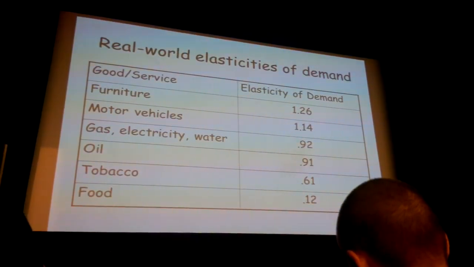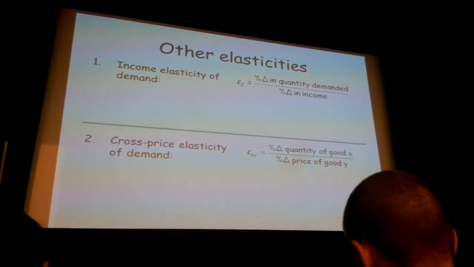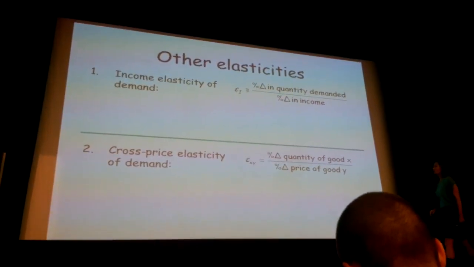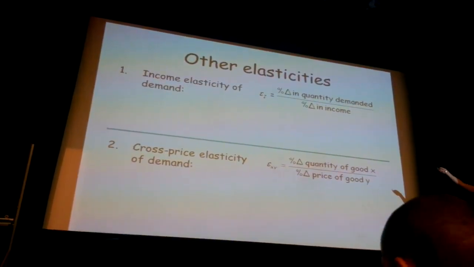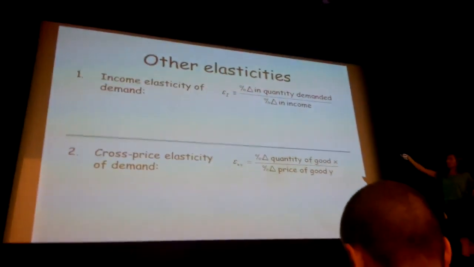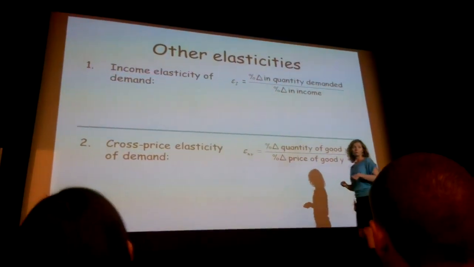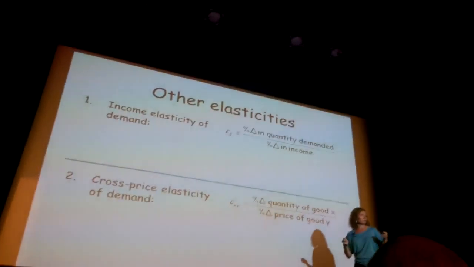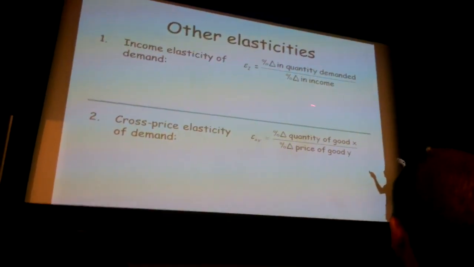Okay, so in addition to the price elasticity of demand, we also sometimes talk about something called the income elasticity of demand. The income elasticity of demand is the percentage change in the quantity demanded divided by the percentage change in income. So for example, if income goes up by 1%, what's going to be the percentage change in the quantity demanded of cars? That would be the income elasticity of demand.